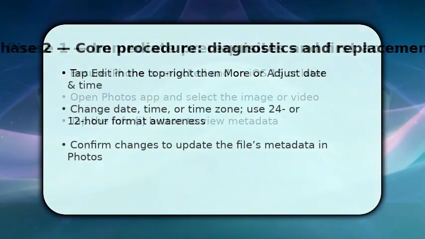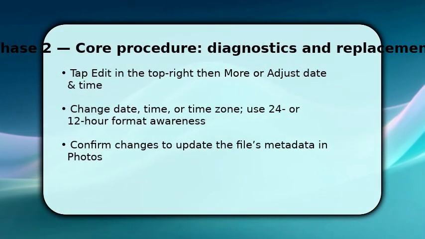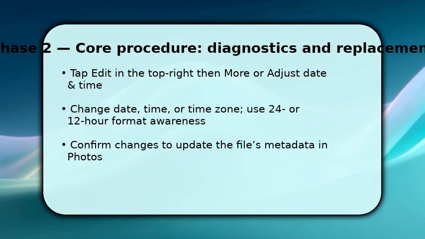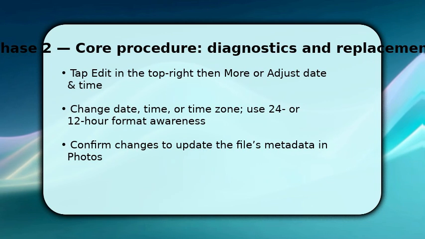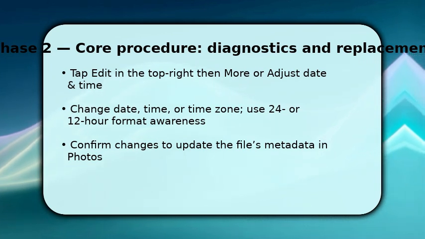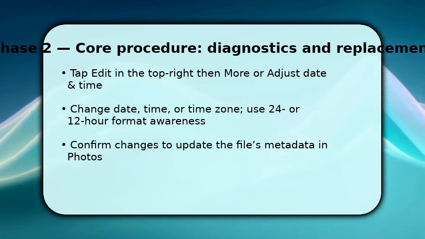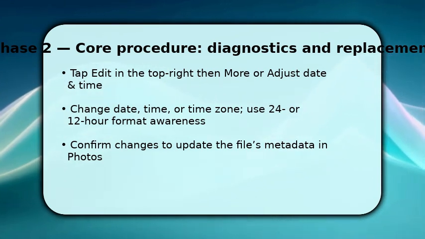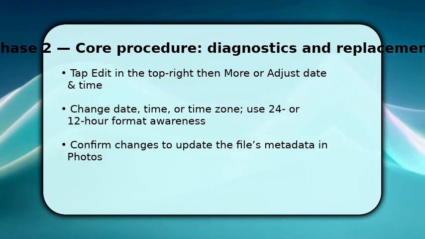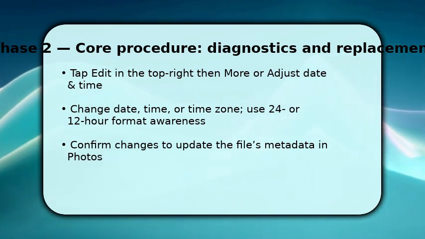Once you have the metadata visible, tap Edit in the top right to change details. Make sure to look for Adjust Date and Time or more options. You can modify the date, the hour and minute, and even the time zone. This matters if the photo was taken while traveling. Change values thoughtfully. Altering the date affects sorting and memories.